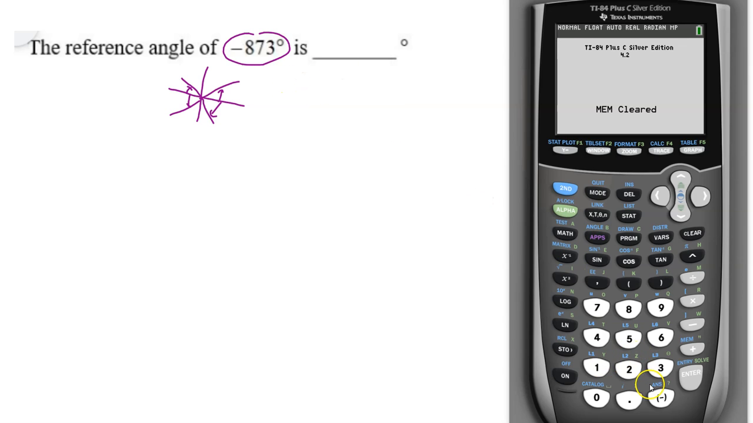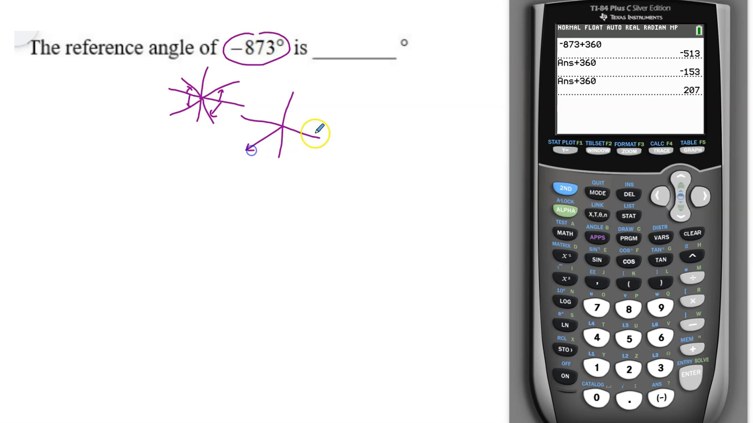So what I'm going to do is start with negative 873 and then add 360. It's still negative, so add 360 again. It's still negative, and then add 360, and I get 207 degrees. So 207 degrees is going to look like this. And the reference angle will be 207 degrees minus 180 degrees, or 27 degrees.